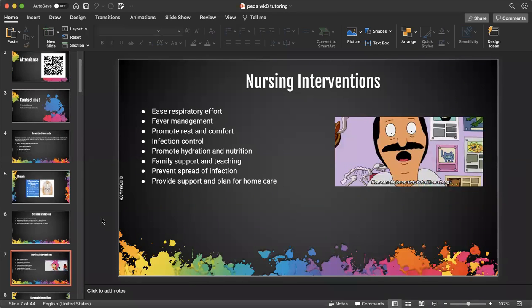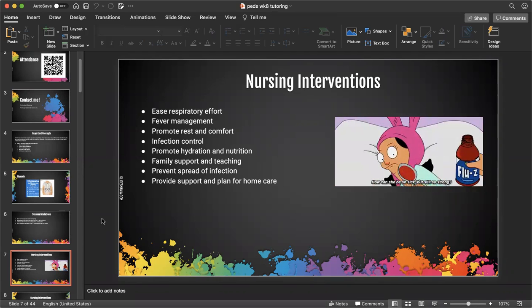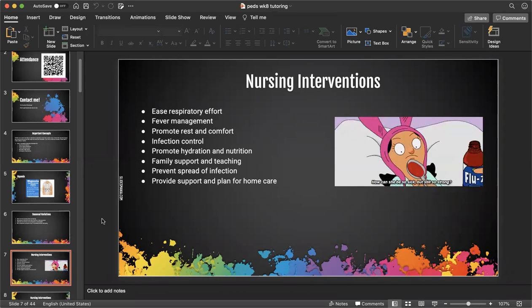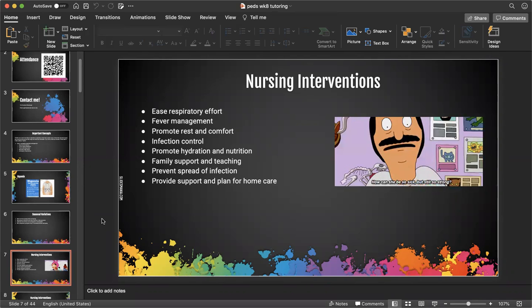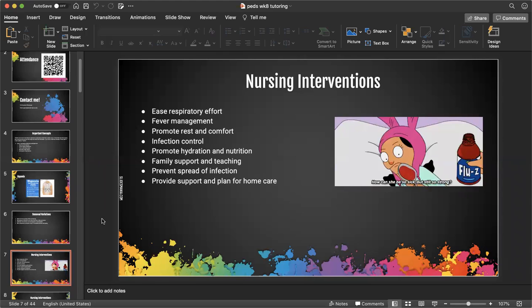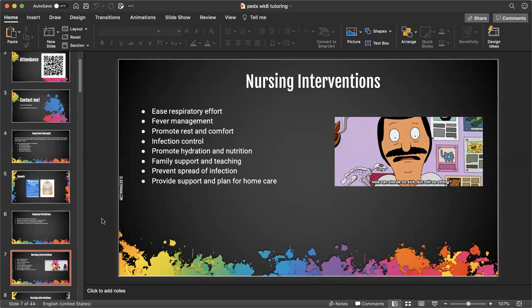So nursing interventions, just a general overview for respiratory. You want to ease the respiratory effort, also have fever management, promote rest and comfort, infection control, which is really big for cystic fibrosis, which we're going to get into later, promote hydration and nutrition, family support and teaching, prevent the spread of infection, and provide support and plan for home care. These are just the general nursing interventions for respiratory, and then we're going to get deeper into them.